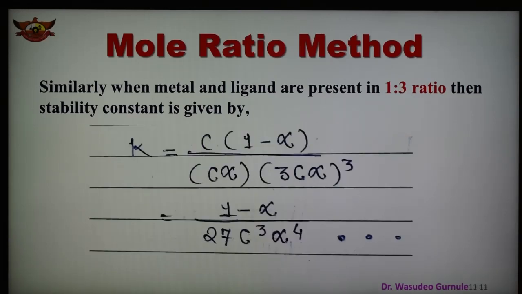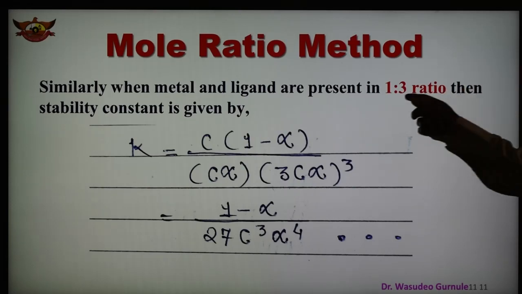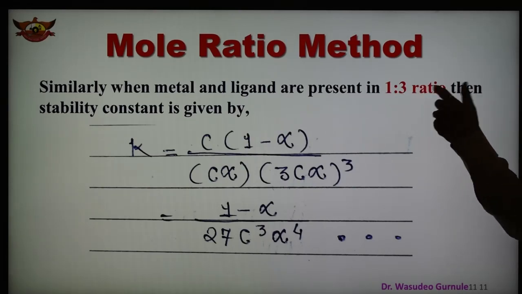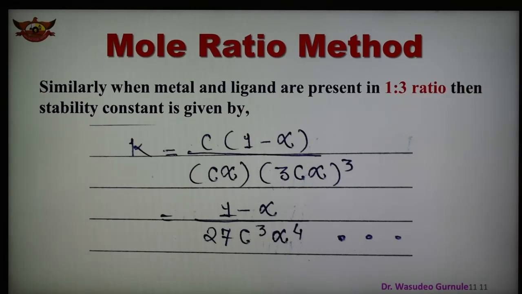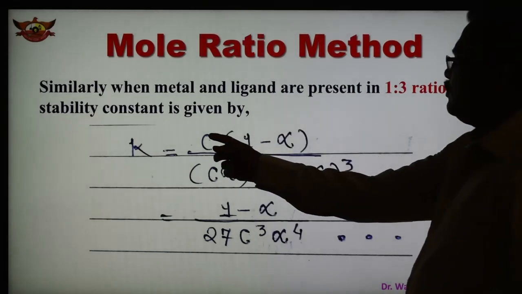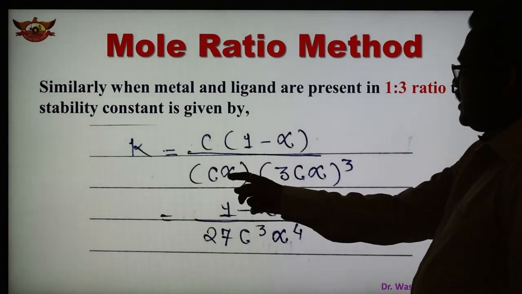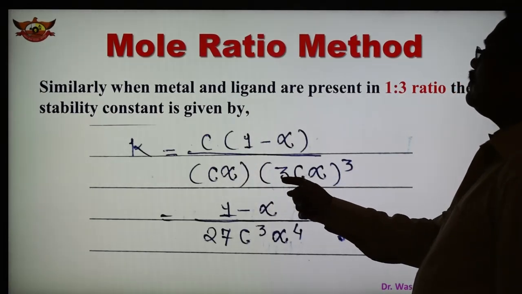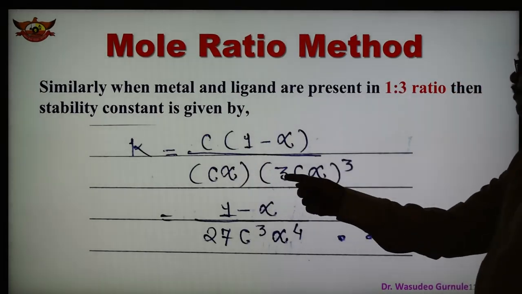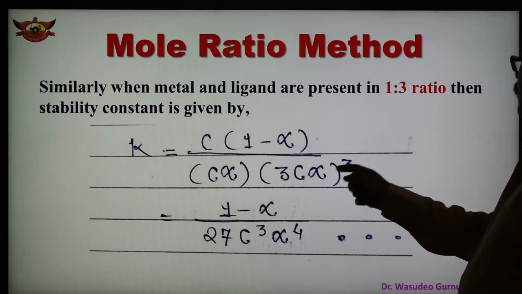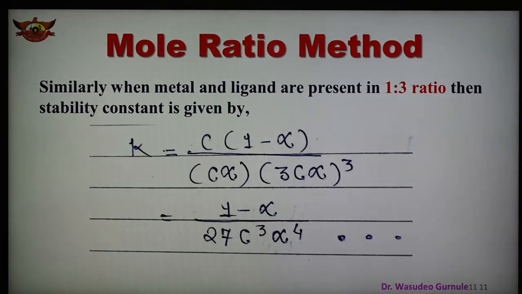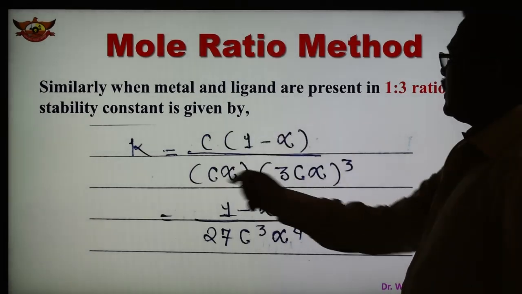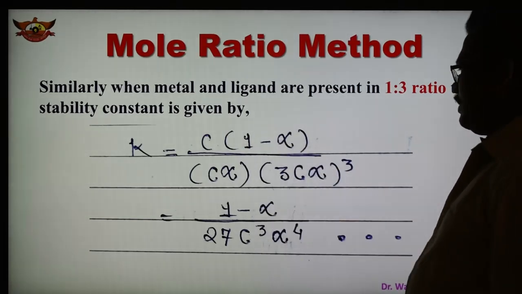And similarly, when the metal and ligand are present in a 1:3 ratio, in that case again we can use equation number 1 and substitute the values: C (1 minus alpha) for the complex, C alpha for the metal. Now the N value is 3, and C alpha in the whole bracket is raised to the cube. So here again C and C can be cancelled, and (1 minus alpha) remains.